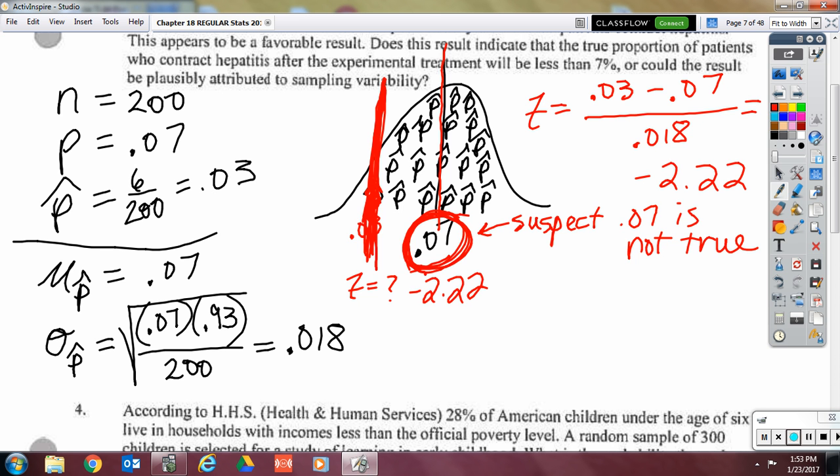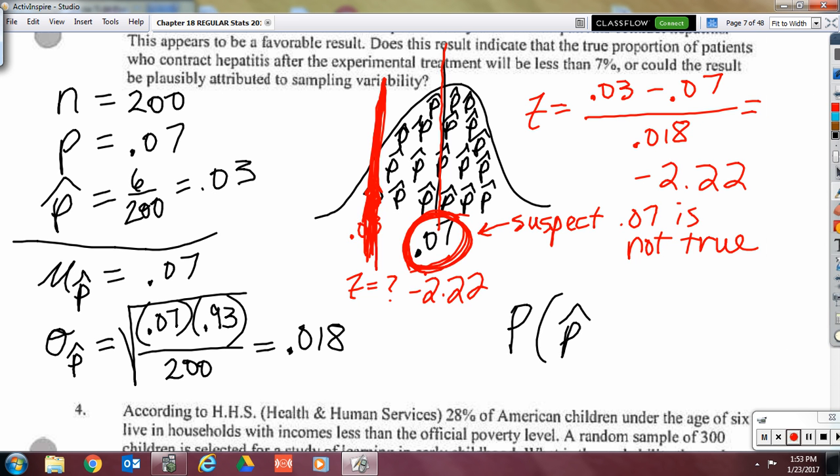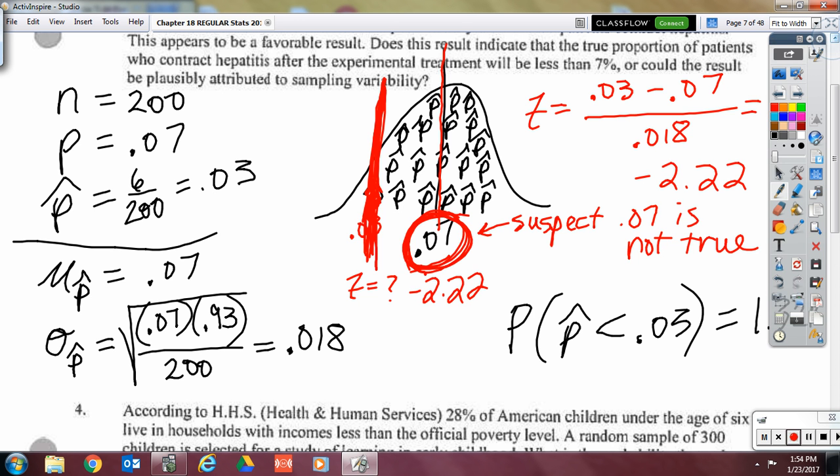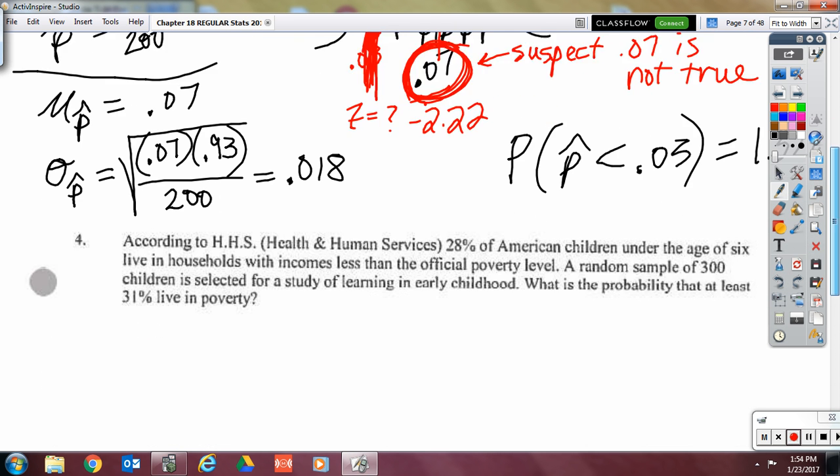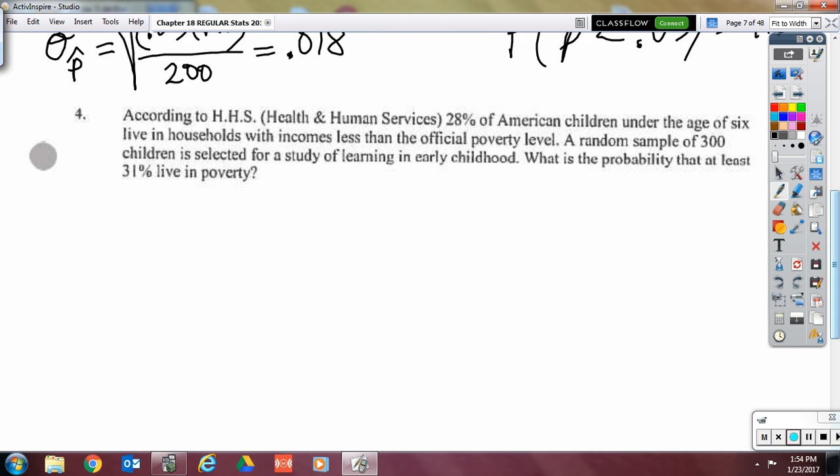So let's go ahead. I had told you to find the probability that you get a p hat less than 0.03. And that ended up being, when I calculated it, I think 1.32%. All right, very good. So that problem was a little strange because it asked some different questions, but number 4 should be more straightforward. So go ahead and follow that through on number 3, 1.32%.